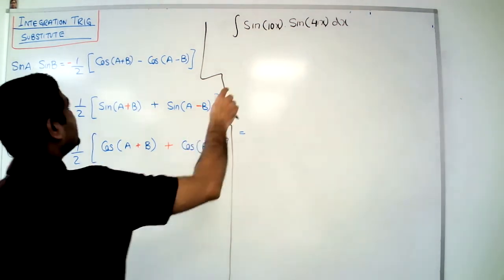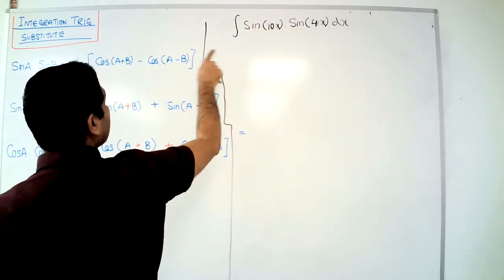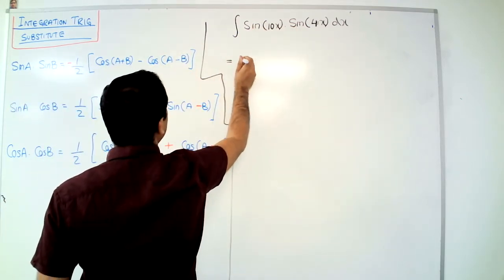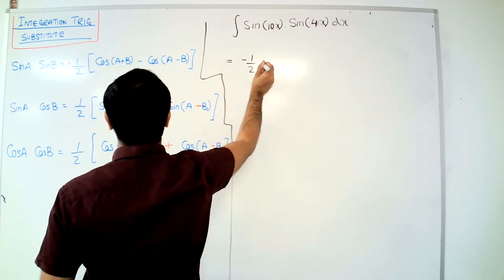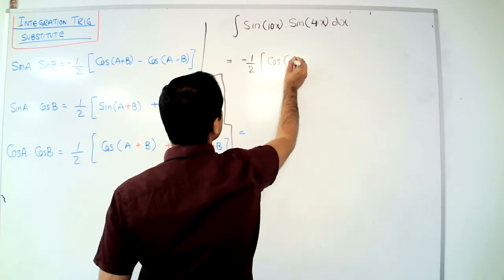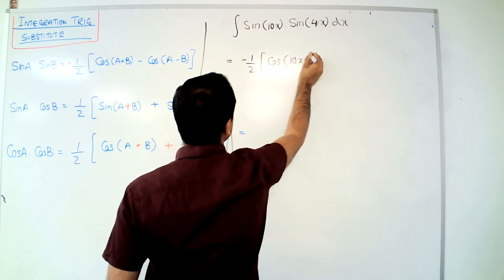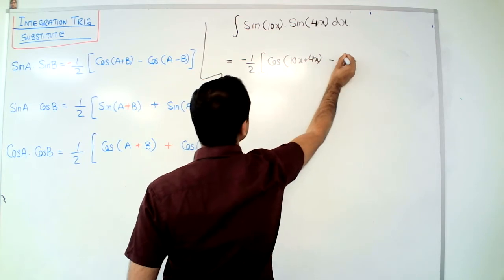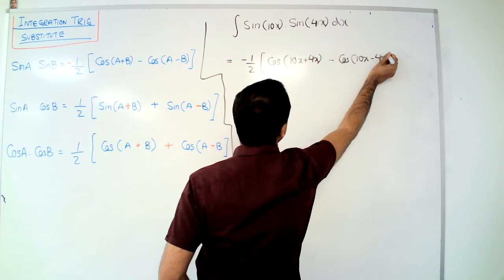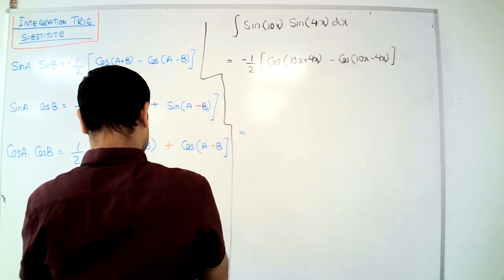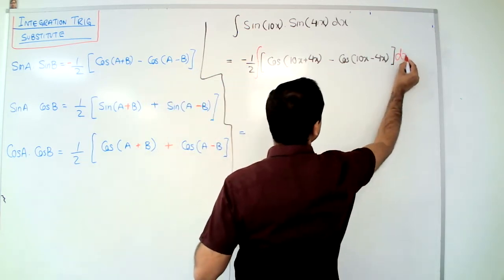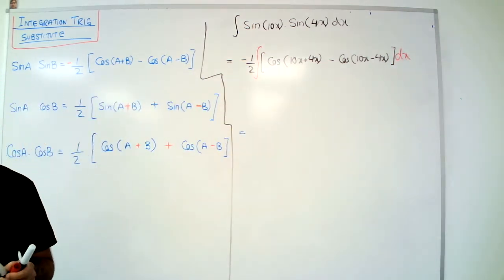Okay, now I need to have a look at which formula this is. They're both sines, so it's going to go with the first formula. So that will become minus half, I'm not integrating yet, cos(A+B), so cos(10x+4x) minus cos(10x-4x). I haven't put the integral sign, so let me put the integral sign. So let's integrate here and here. I just put the half out because it's a constant.